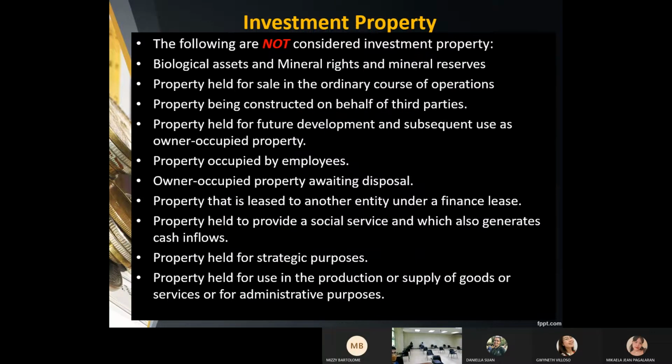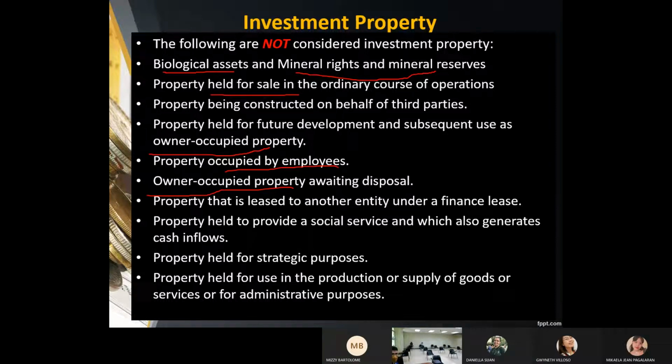And ano naman yung mga hindi investment property? Ayan, bioassets and mineral rights and mineral reserves. Property held for sale in the ordinary course of operations. Property being constructed on behalf of third parties, held for future development and subsequent use as owner-occupied property. Property occupied by employees. Owner-occupied property awaiting disposal.